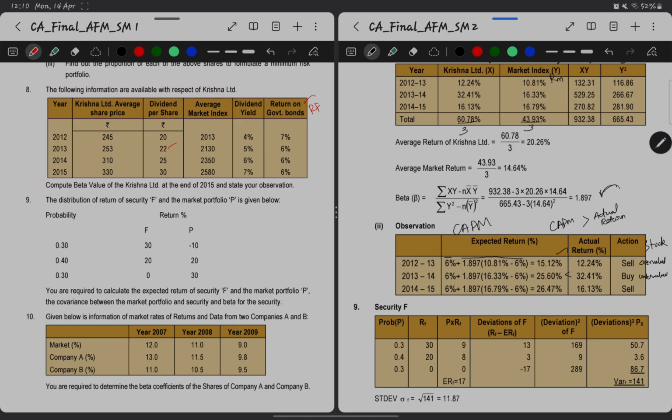Then in the third case, for 14-15, the actual return is less than the CAPM return. Same case, the earnings are less than the risk which we are taking. So the stock is overvalued. The action should be to sell the stock.